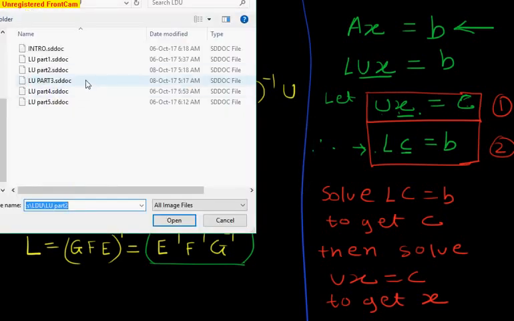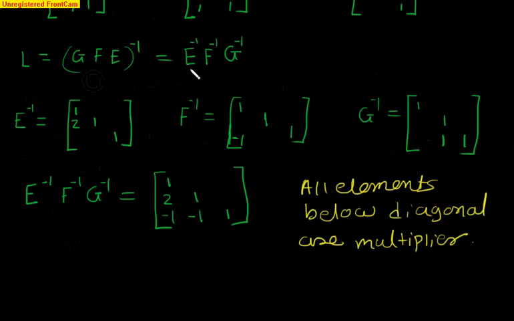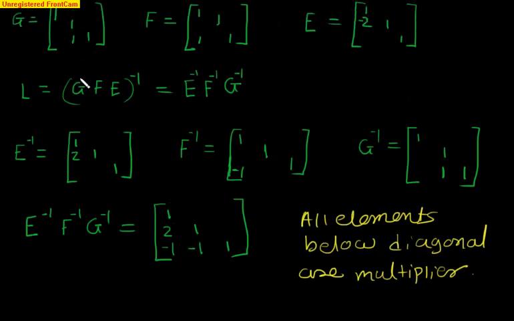I will again open my previous example. Friends, please don't get confused. I will explain each one by one. Here our aim is to find out the L. We know L is equal to (GFE) whole inverse, and which is E inverse, F inverse, G inverse. Now we have to individually find out. We can directly find out from this product, or you can individually find out E inverse, F inverse, G inverse.